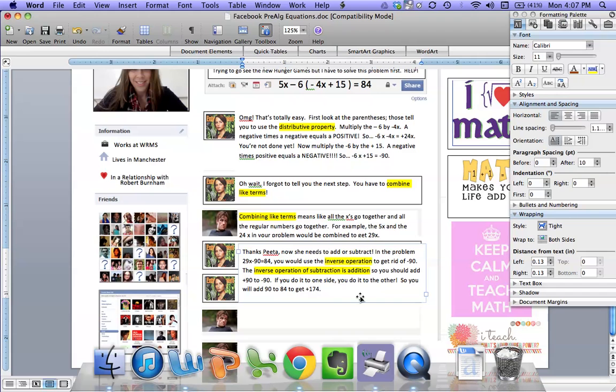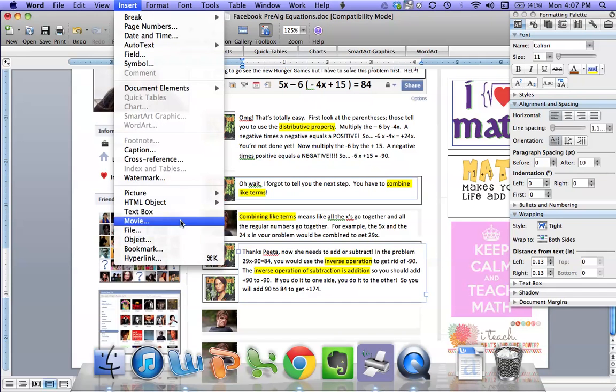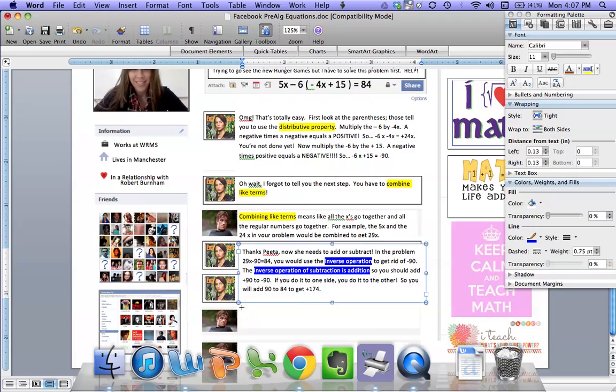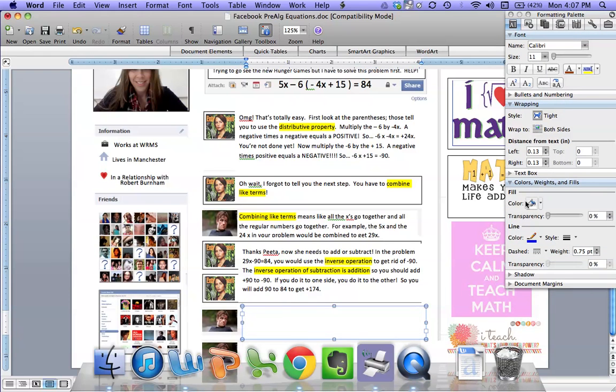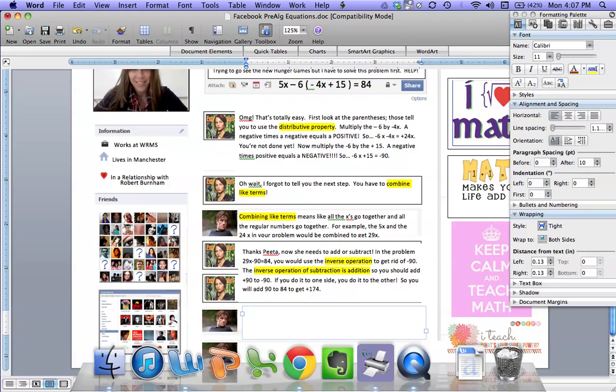So where are we at now? I'm going to need to insert another text box. Here we go for Peta. Let's fill this text box. All right. Now you need to multiply or divide. In the problem, where are we at now? We should have 29x equals 174, right?